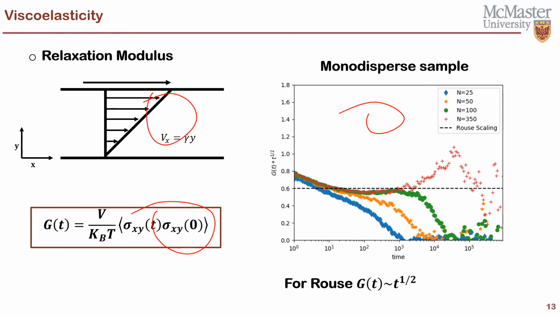However, when n equals 100, which is given as the green line, the departure from the Rouse dynamics is becoming more apparent, and the red line that describes the relaxation modulus for n equals 350 shows a well-defined departure due to this entanglement effect.